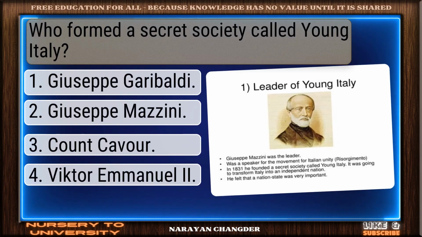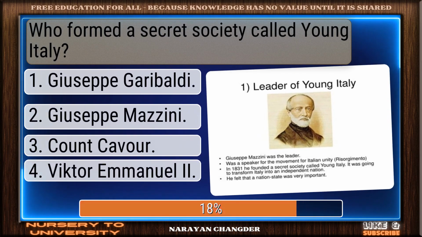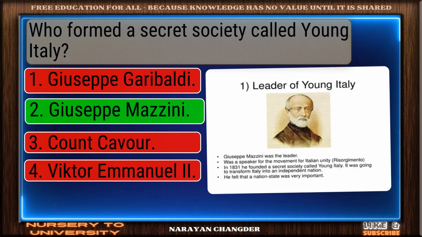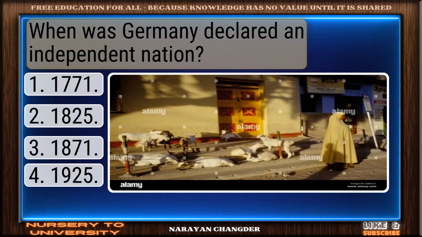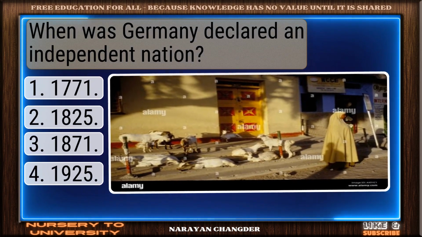Who formed a secret society called Young Italy? Nice selection. Giuseppe Mazzini is correct. When was Germany declared an independent nation?